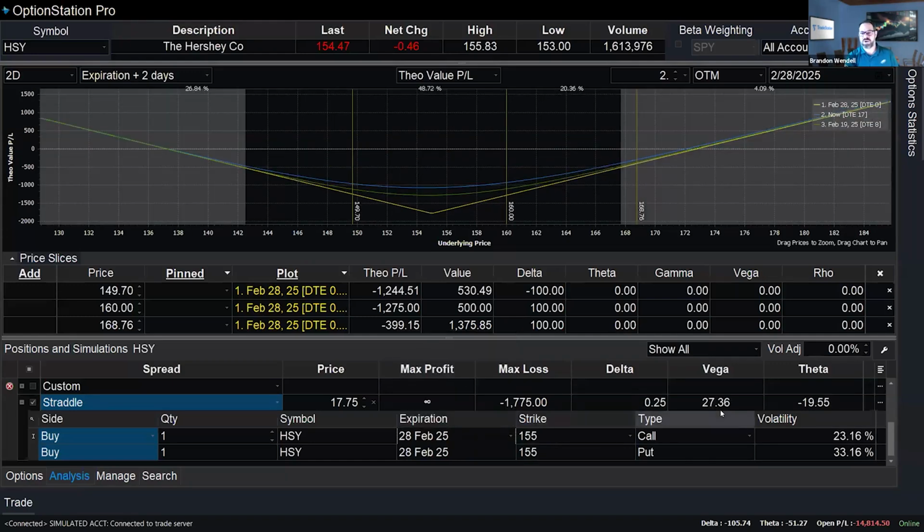And look what happens. My delta is still pretty neutral, 0.25. It's almost zero, no big deal. My Vega, though, is only 27. I lost a lot of that volatility exposure, which would help me because we know as the unknown approaches, volatility goes up. That's the unknown of the earnings release. And here's the other exposure I increased, my time decay. I went from 9 to 19.55. So that's the big difference.